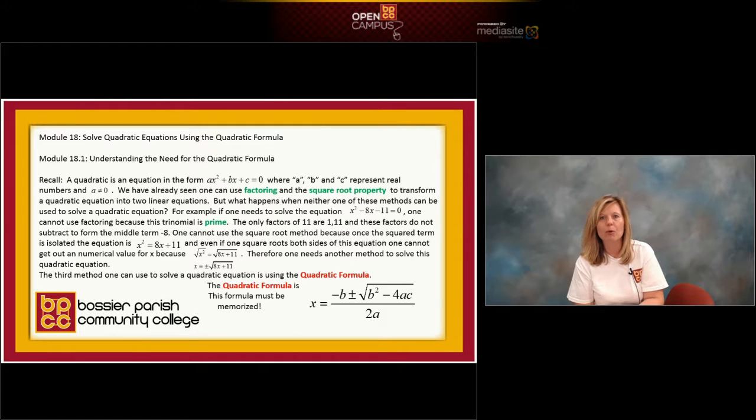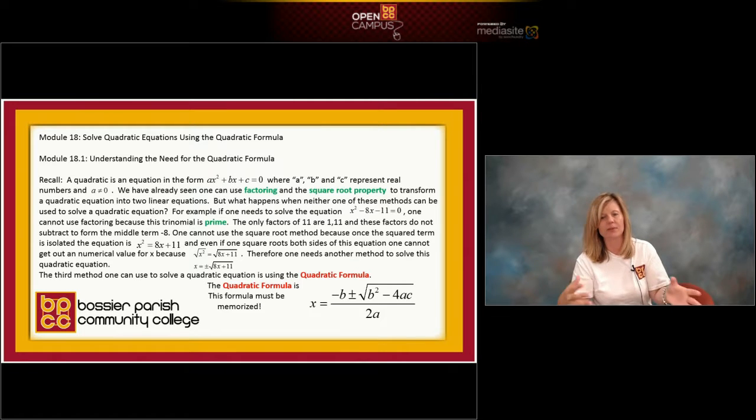Well, to do the square root property, we have to follow our steps. Step 1 is to isolate the term that is squared. So that means the x squared has got to be on the left by itself, and we got to move those other terms to the right. So to move the negative 8x and the negative 11 over to the right side, we would do the opposite of subtracting. We would add both of them. So now our equation is x squared equals 8x plus 11. Good. Now that we got the squared term isolated, we would square root both sides.